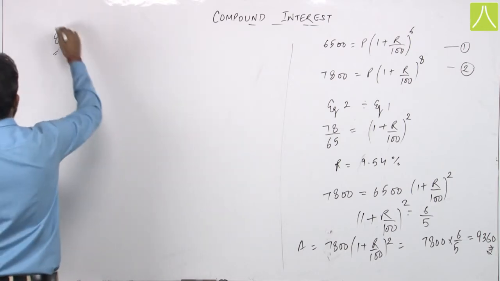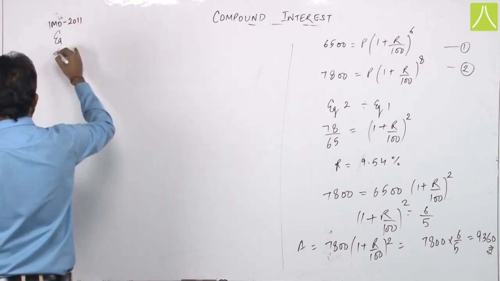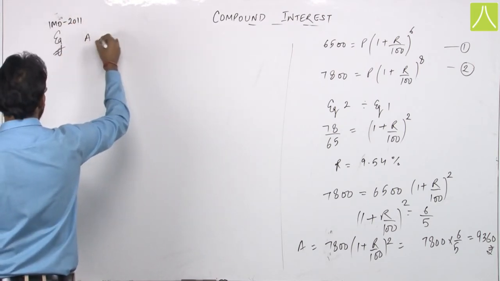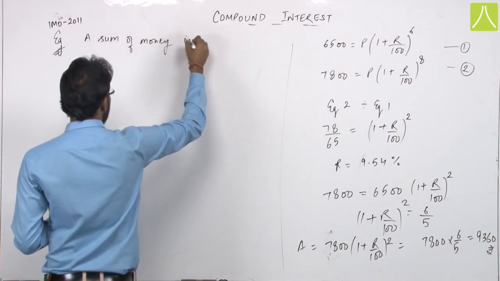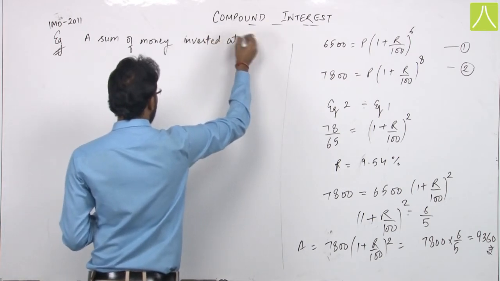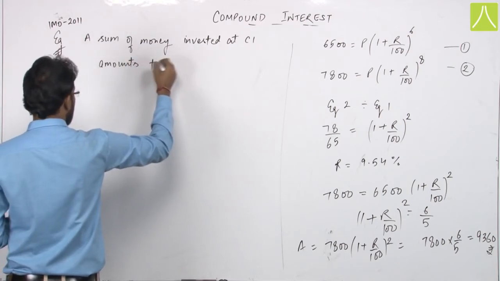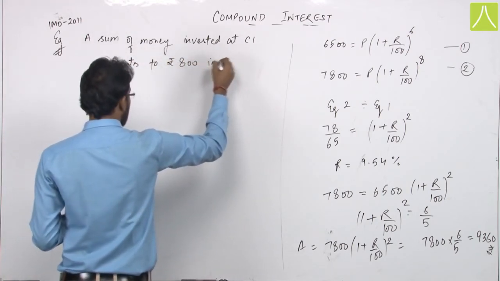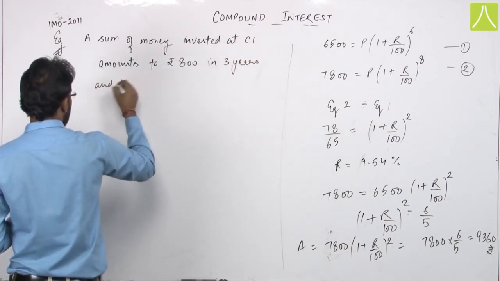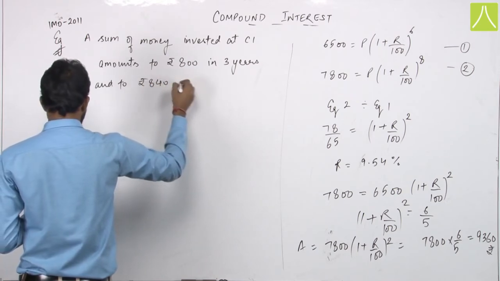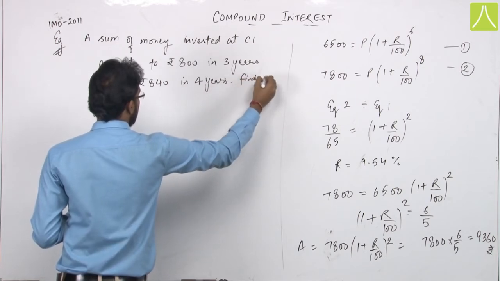Let us see another example which has come in the IMO 2011 batch. A sum of money invested at compound interest amounts to rupees 800 in 3 years and to rupees 840 in 4 years. We have to find the rate.